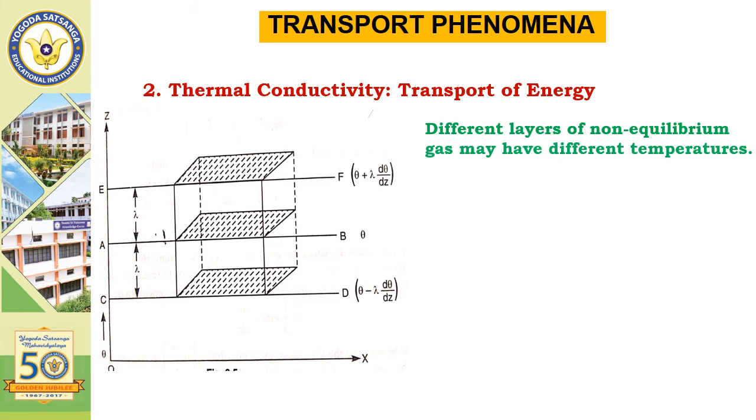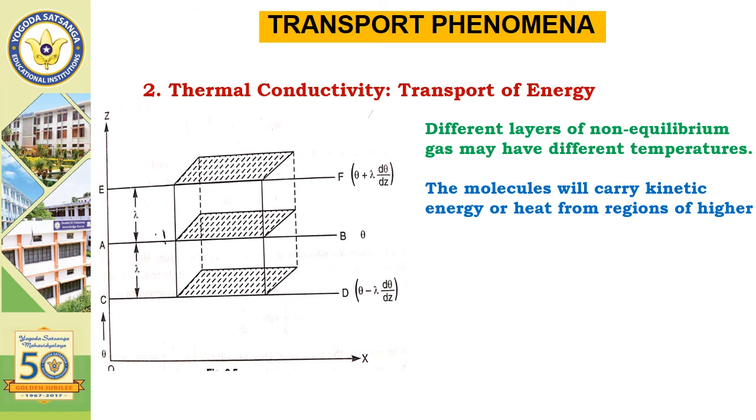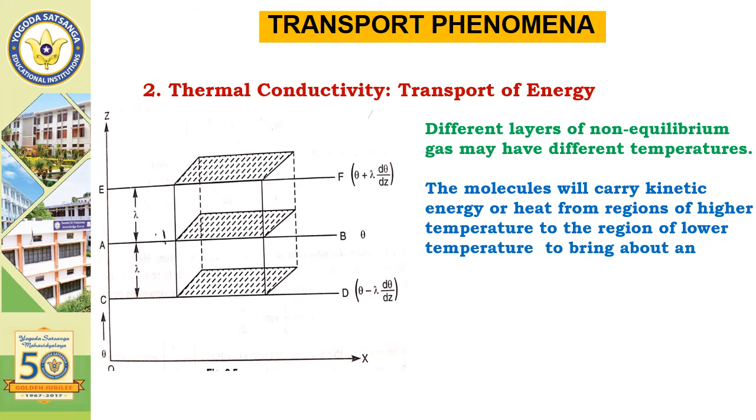We know that the different layers of a non-equilibrium gas may have different temperatures. Due to the difference in temperature, some amount of heat will be exchanged from one layer to another layer, because the moving molecules will carry kinetic energy or heat from the region of higher temperature to the region of lower temperature, and that creates the equilibrium state.